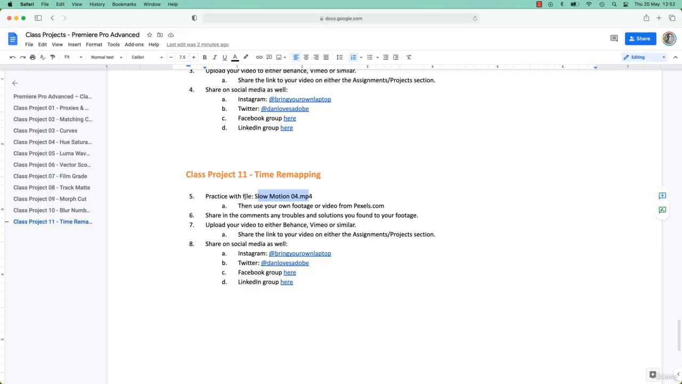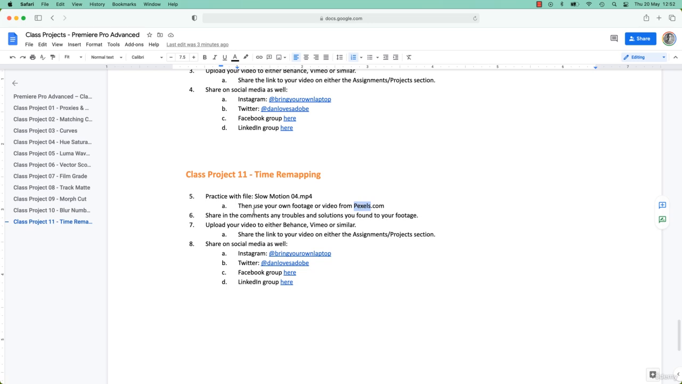I also want you to just practice with that one and then use your own footage. Okay, either your own footage or something from Pexels or somewhere else online. It doesn't have to be originally slow motion footage, or high frame rate, just any sort of interesting footage that you want to slow down, that you can apply that time remapping to.